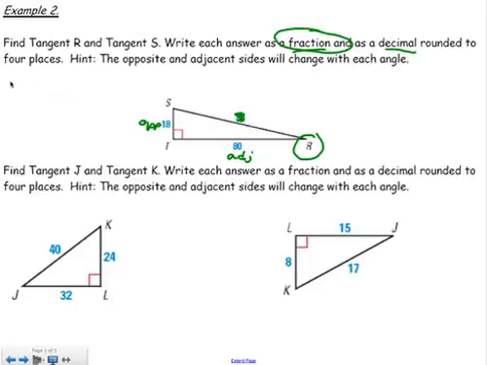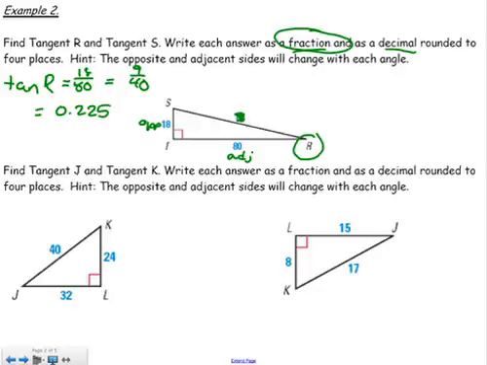So when we work with the tangent of angle R, that's going to be equal to the opposite side, which is 18, over the adjacent side, which is 80. You can simplify that fraction to 9/40ths. If we calculate this using our calculator, we should get 0.225.